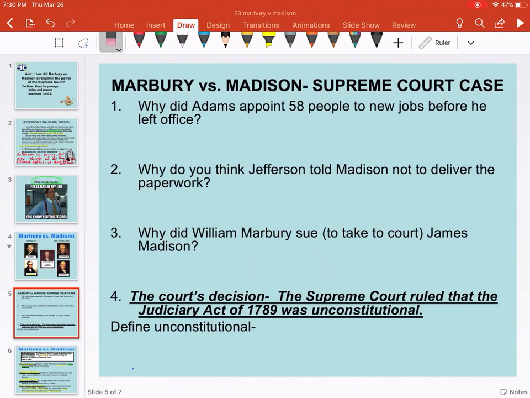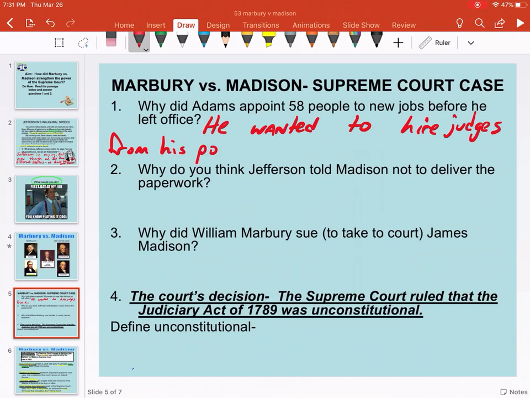All right, so hopefully you did a nice job on that reading. Let's go over the questions. Marbury versus Madison, Supreme Court case. Number 1, why did Adams appoint 58 people to new jobs before he left office? He wanted to hire judges from his political party before he left office.